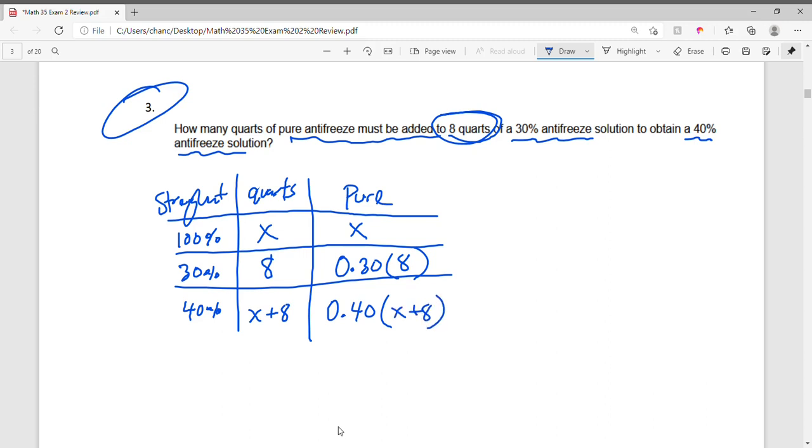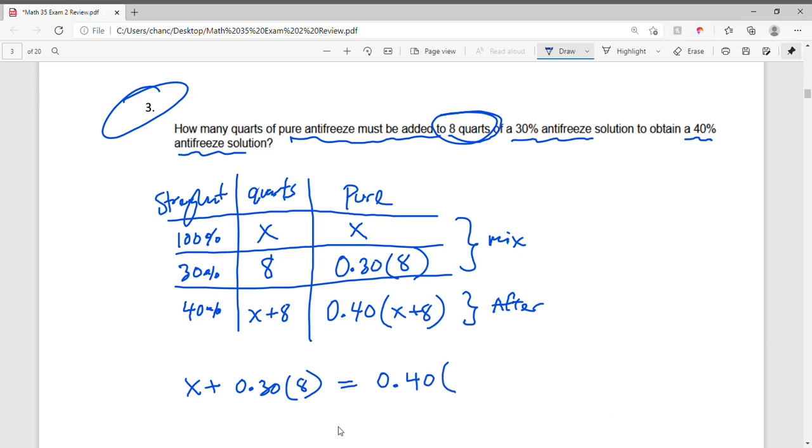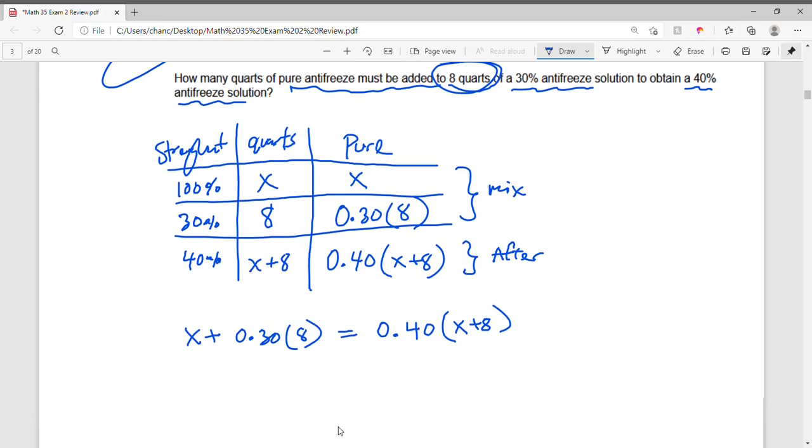Now what we have to understand is this is what we mixed, and it has to be equal to what we have left over. So this x plus 0.30 times 8 must be equal to the mixture that we have. The two parts that we mix together must total to what we have after. Now, let's figure out how to do this. Let's simplify some of the terms.